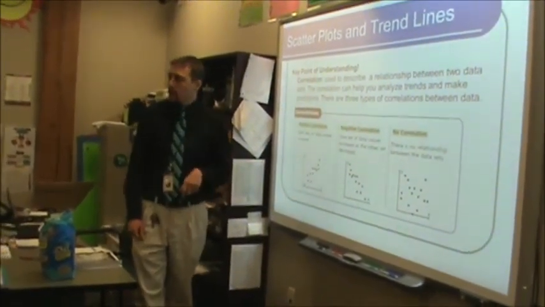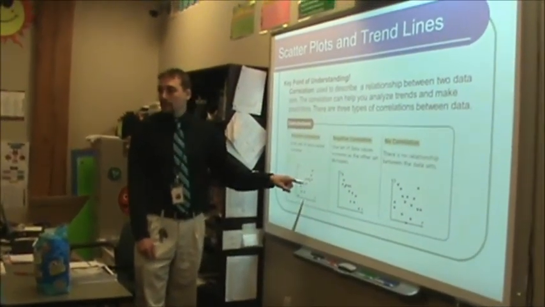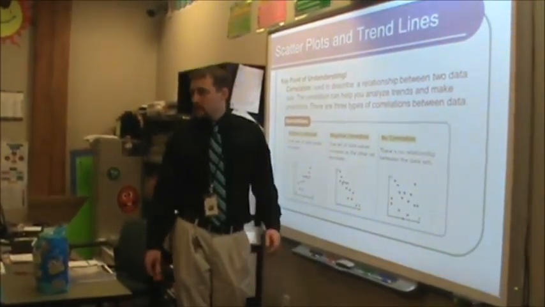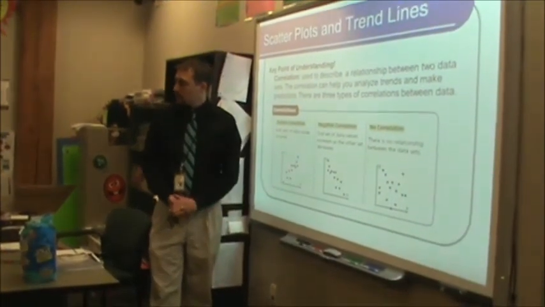Okay? So you've got three possibilities. They increase or decrease together, one goes up when the other goes down, or they don't have a connection. Any question on the three types of correlation we can have?